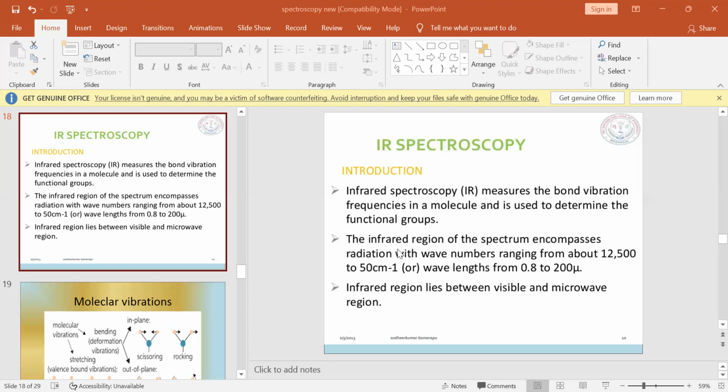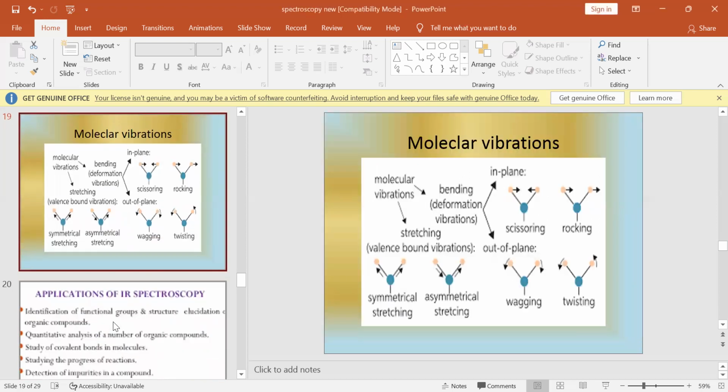Coming to the principle involved in IR radiation: molecular vibrations take place. That is the only principle involved in it. Coming to molecular vibrations, in general, a molecule may be regarded as a system of balls and springs. When it absorbs IR radiation, it vibrates, with excitation of bond deformation. The bond deformation may be stretching and bending. These molecular vibrations are of two types: stretching vibrations and bending vibrations.